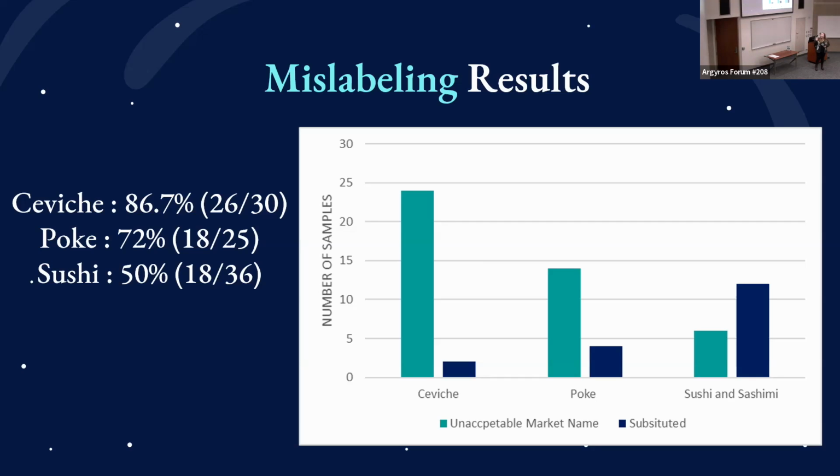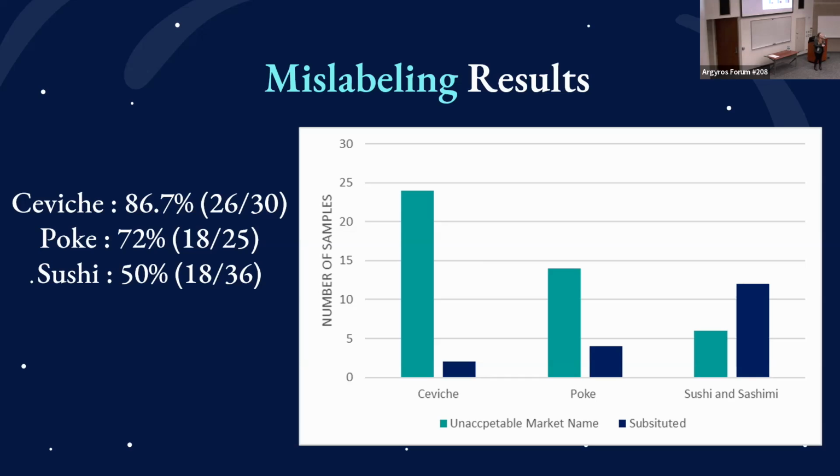It is substituted because the vernacular name for yellowtail is hamachi, so you actually can't call it yellowtail from the FDA fish list. It's a common name for it, but we're not allowed to use it.